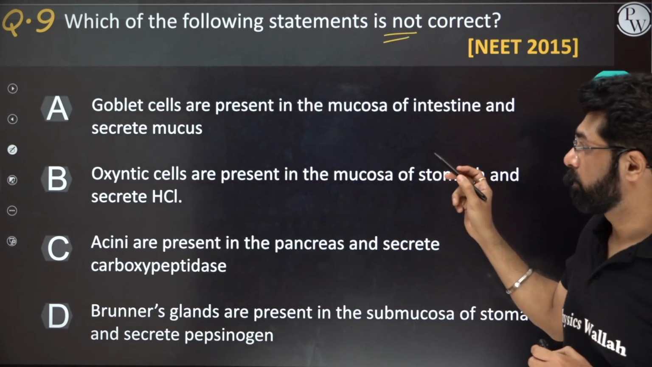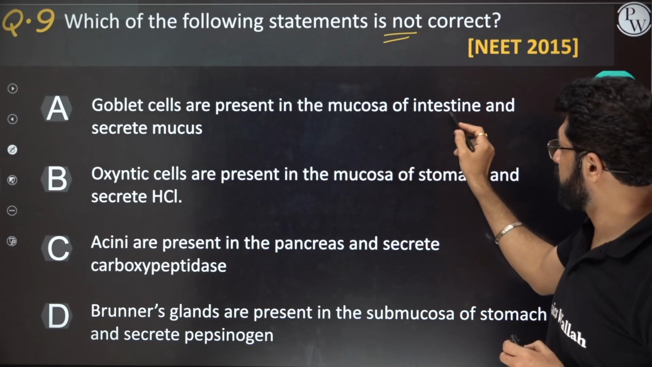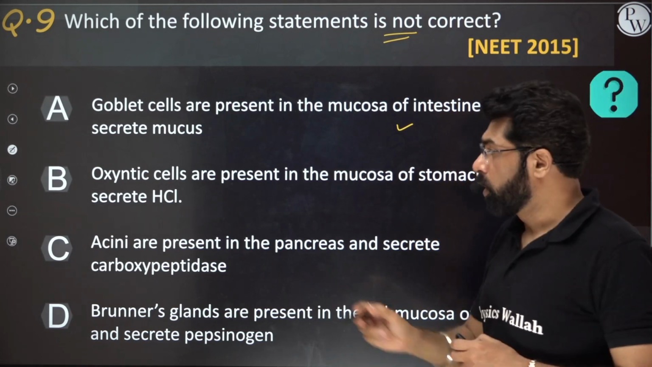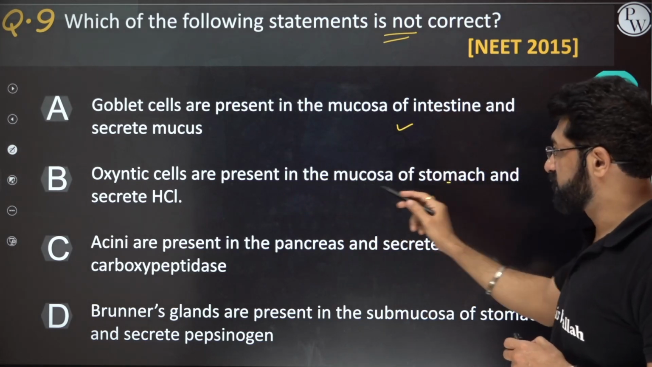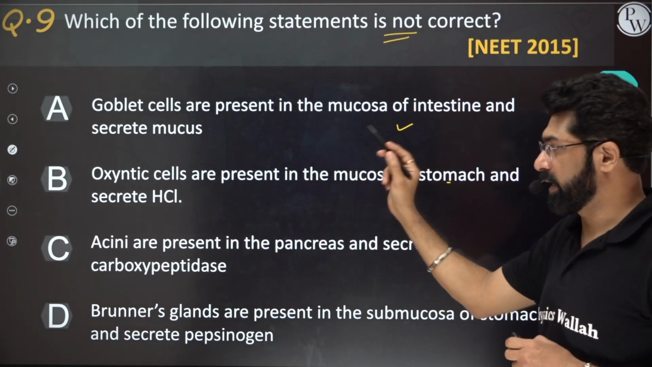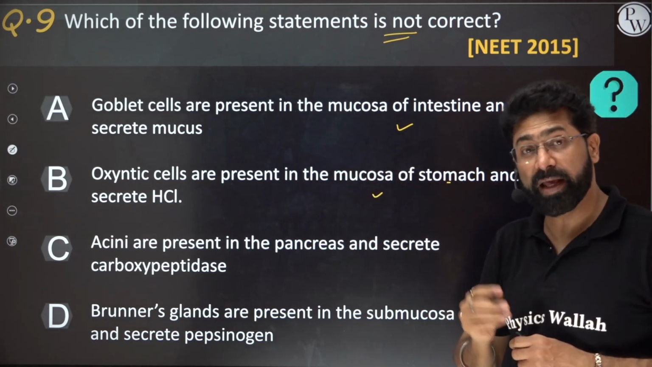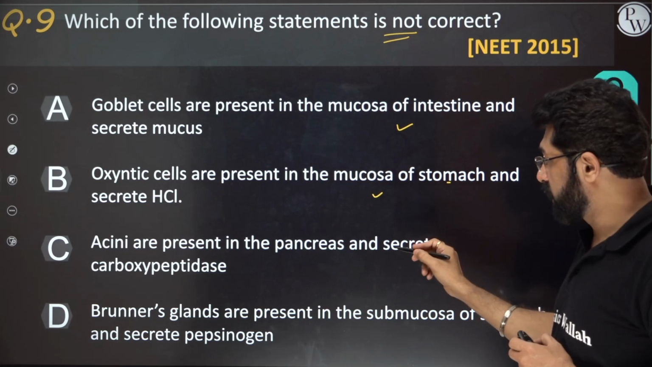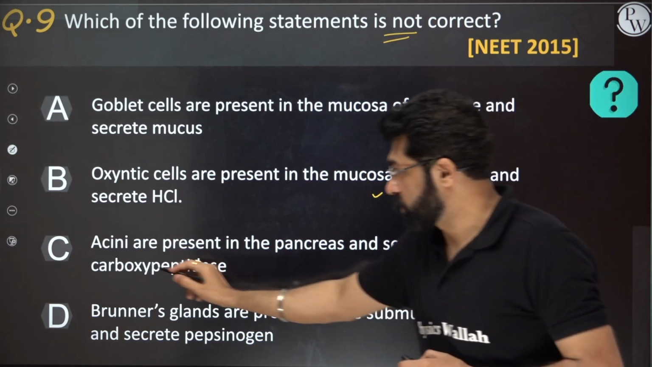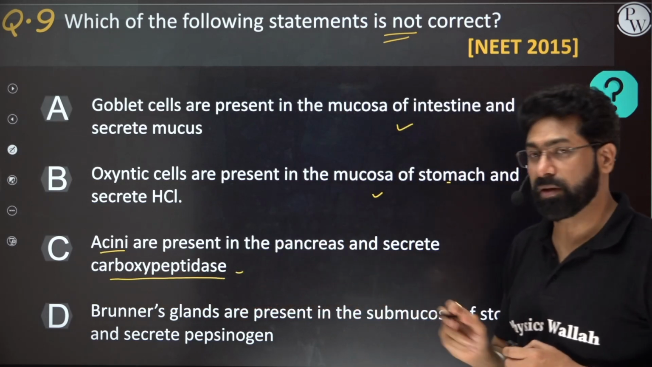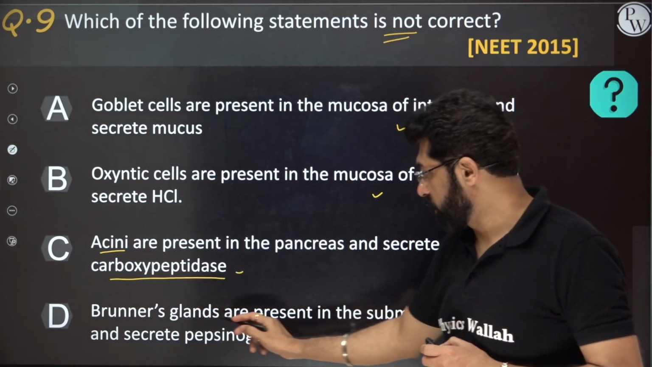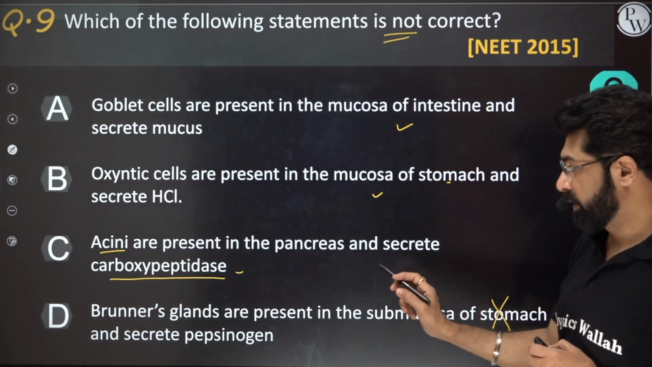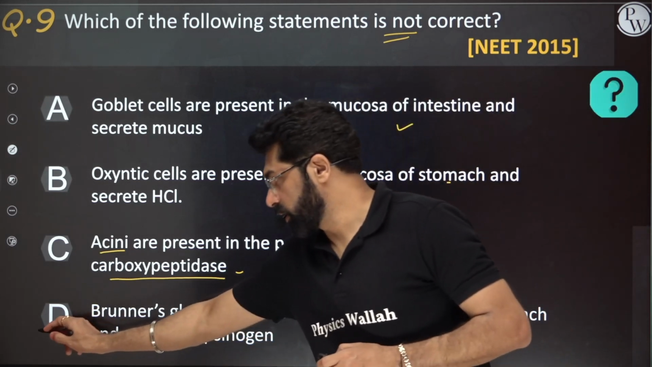NEET 2015. Goblet cells are present in the mucosa of intestine and secrete mucus. Absolutely correct, because goblet cells secrete mucus. Oxyntic cells are present in the mucosa of the stomach and secrete HCl. Yes, oxyntic cells or the parietal cells secrete what? HCl and intrinsic factor. Acini are present in the pancreas and secrete carboxypeptidases. Yes, because these acini secrete enzymes. This is also correct. Brunner's glands are present in the submucosa of the stomach. No, they are present in the submucosa of the duodenum, and they don't secrete pepsinogen anyway. So, this is the wrong statement here.